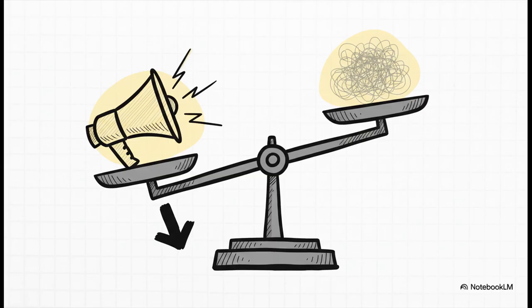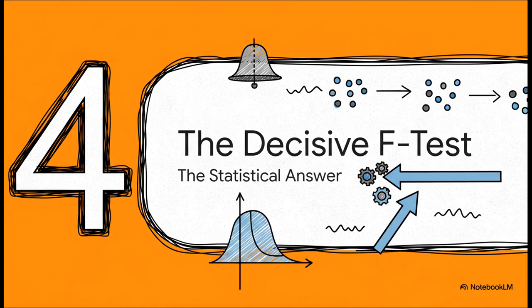We can only be confident that there's a real difference between the methods if that signal, the difference between the group averages, is way, way louder than the random noise happening within each group. Okay, so how do we actually measure this? Well, that brings us to something called the F-test, which is going to give us our statistical answer.